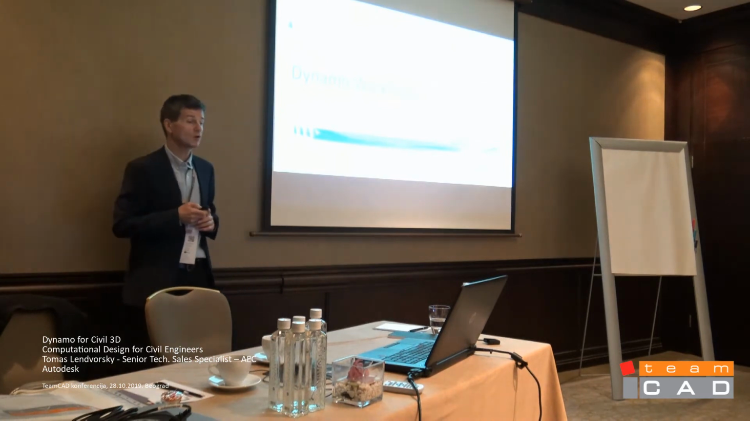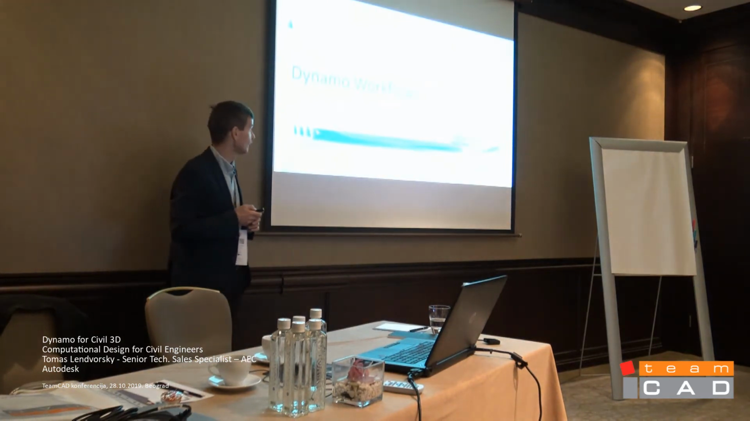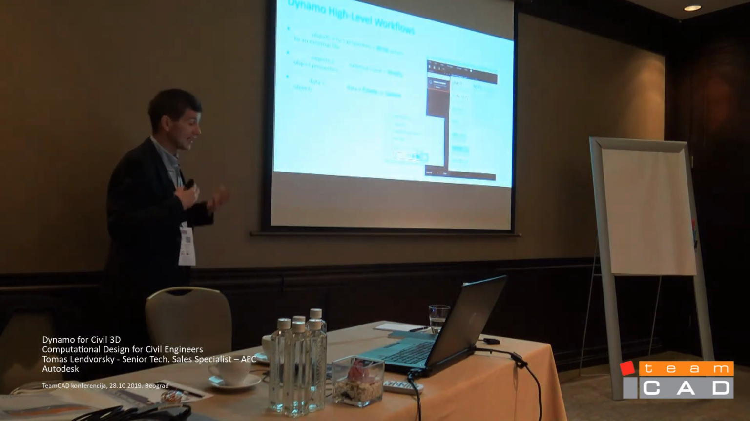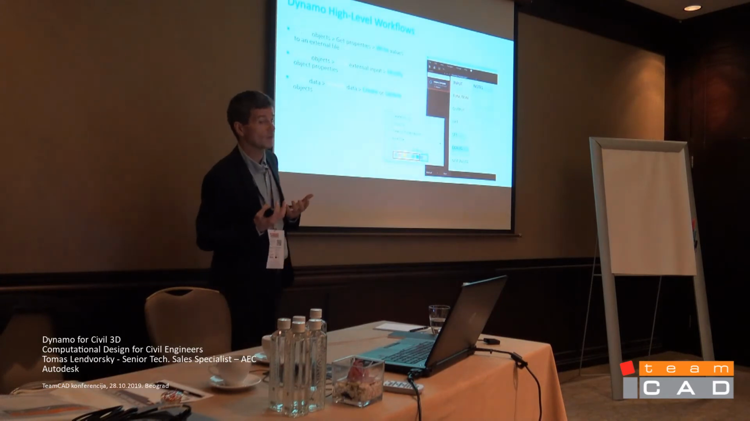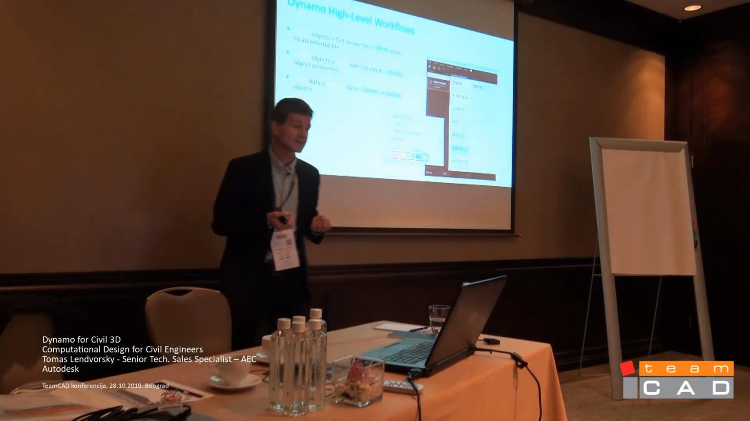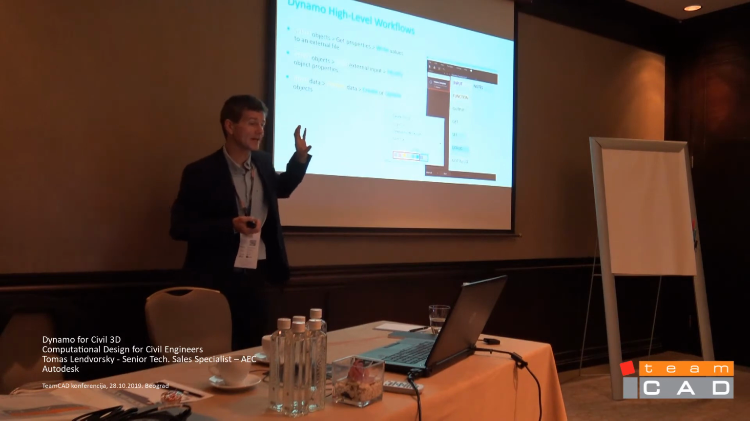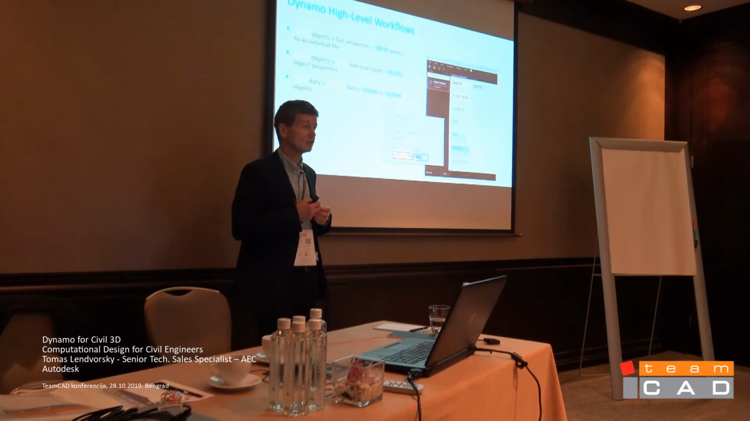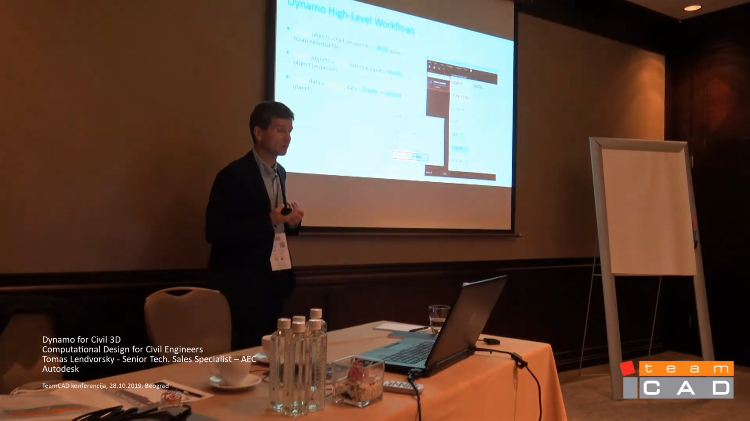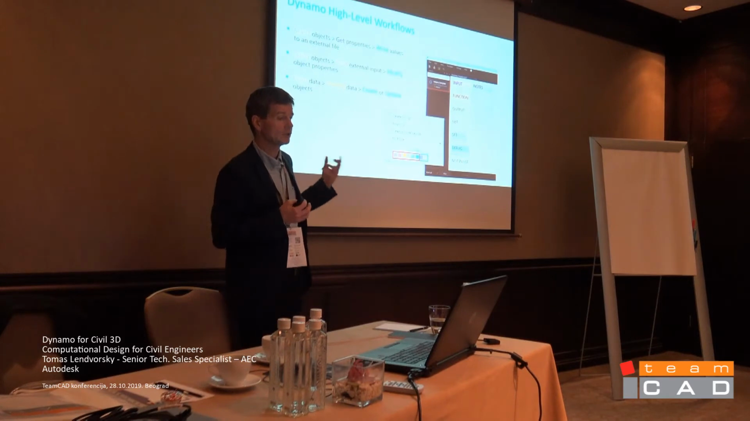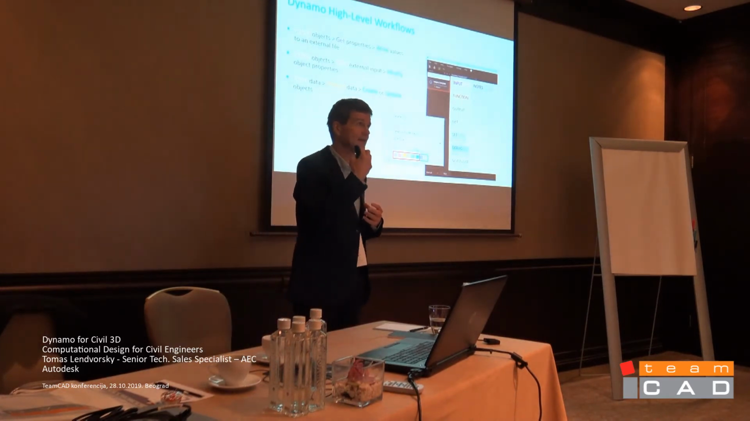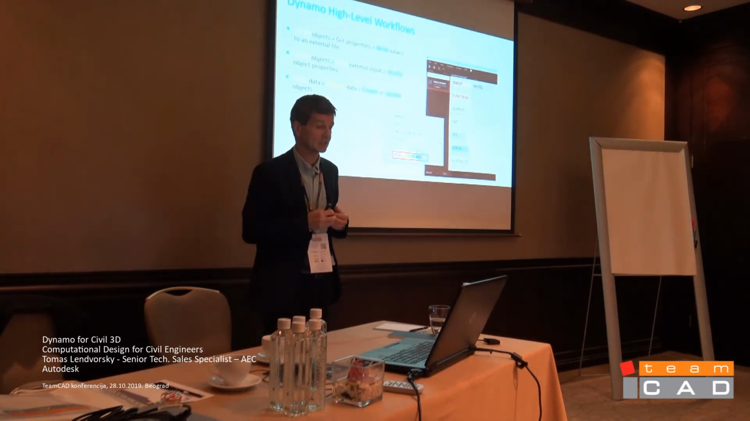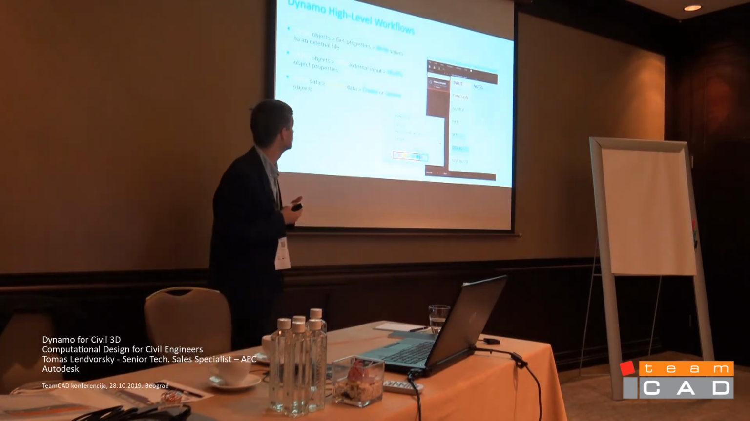So let's have a look at the Dynamo workflows, how it can work. Just a high-level workflow. Basically, you can select the objects, have some input parameters, then get from these objects some information, some properties, and then take this information and write it out to, for example, an Excel sheet. This is one of the examples of what you can do.